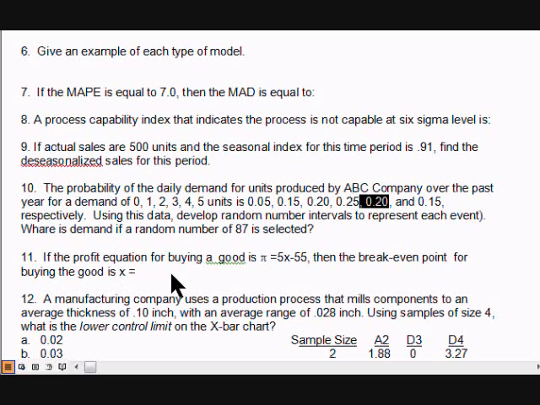Okay, now we have a pretty quick one. Profit equation for buying a good is profit is 5x, our variable cost, minus our fixed cost of 55. What's the break-even point? Break-even point is simply my fixed cost divided by my variable cost. 55 divided by 5 is 11. 11 is the answer in that case.